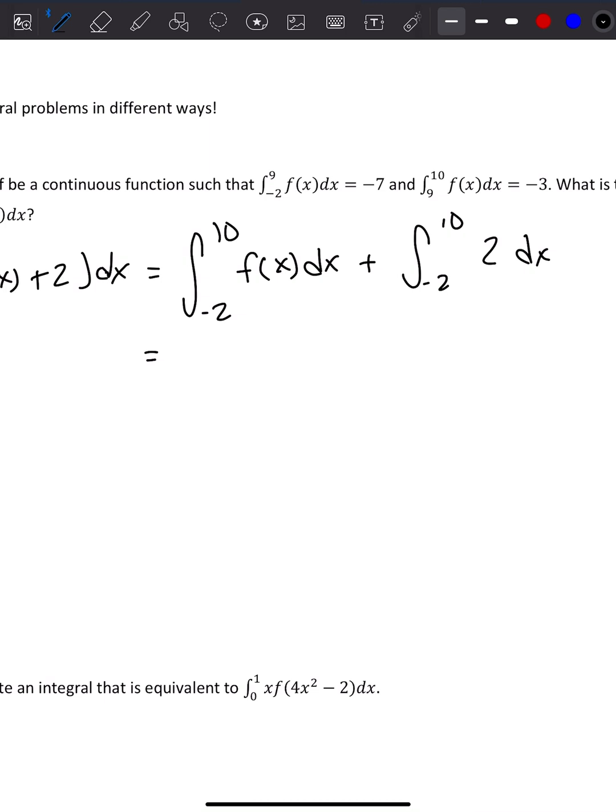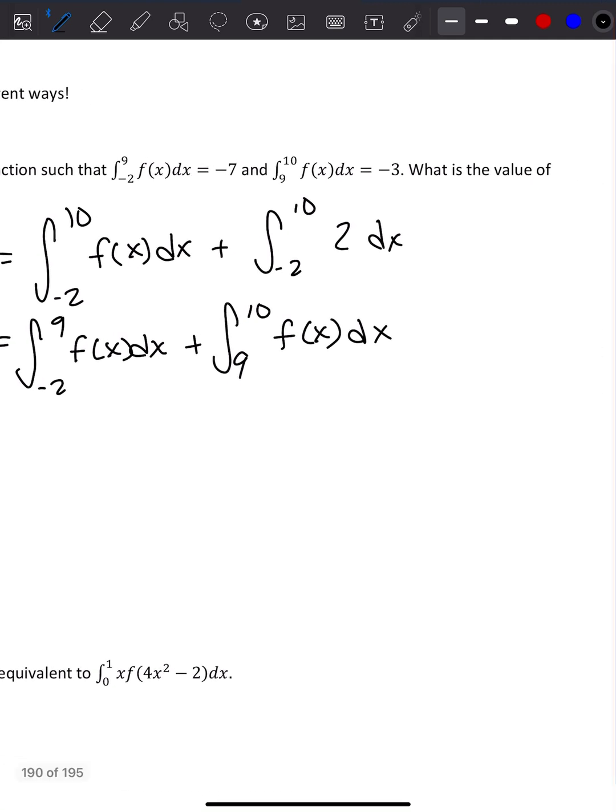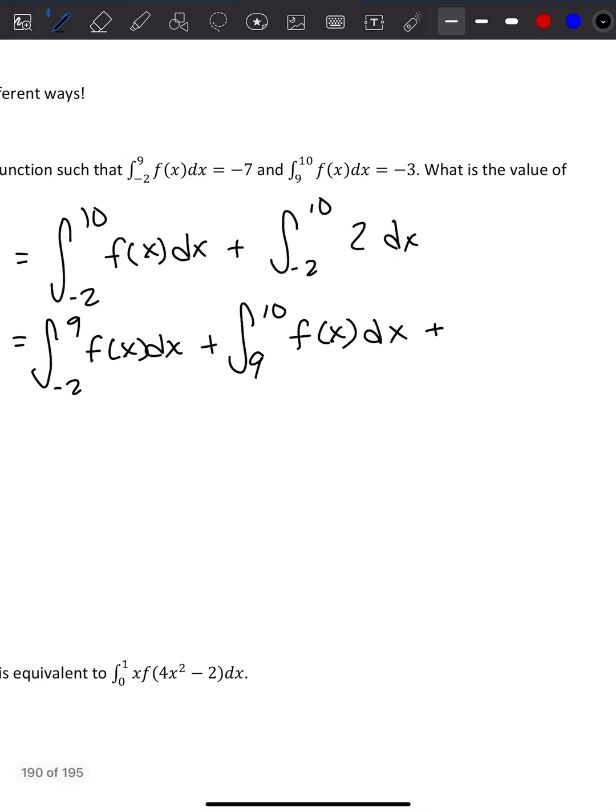So the integral from negative 2 to 10. We have the integral from negative 2 to 9 and the integral from 9 to 10. So we're going to combine those two. So we have the integral from negative 2 to 9 of f of x dx plus the integral from 9 to 10. And this is going to be what makes up the integral from negative 2 to 10. I'm going to go ahead and integrate 2 in a second. So we're going to focus on this first piece.